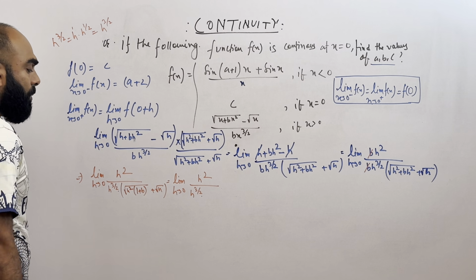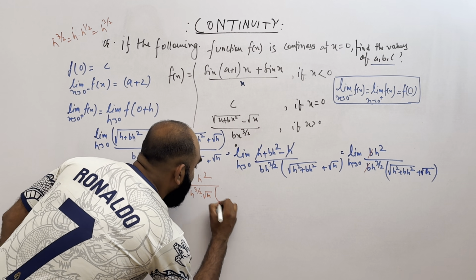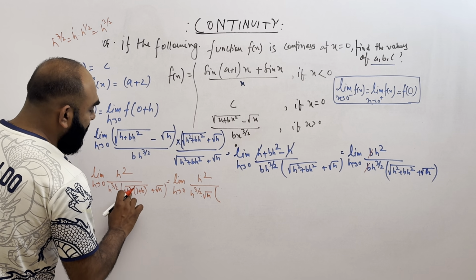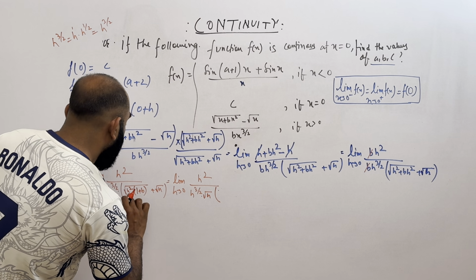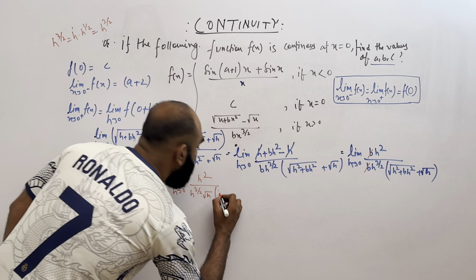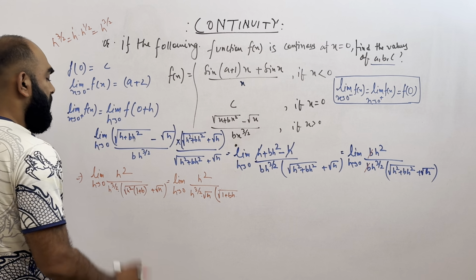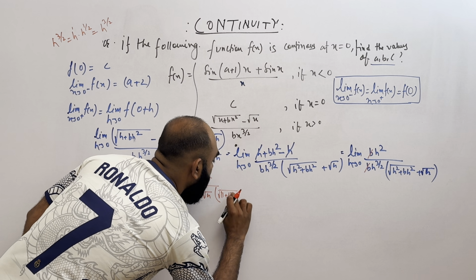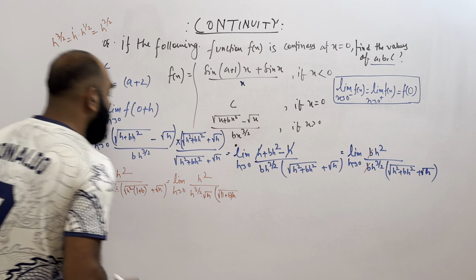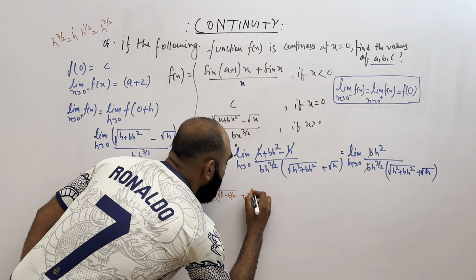I have to take root h common. So see what I am writing. Root h means I am taking root h outside. What is left here? 1h is left here, so I am multiplying h inside. So h into root over 1 plus bh. Correct, sir. Here it is 1 plus b into h, and root under 1 is 1 only.